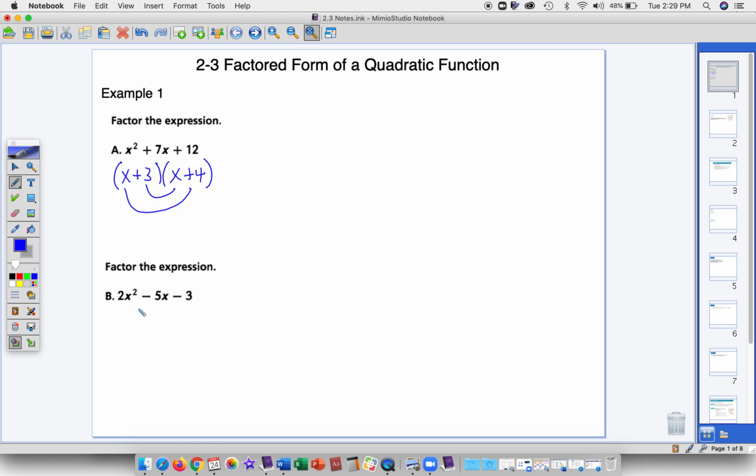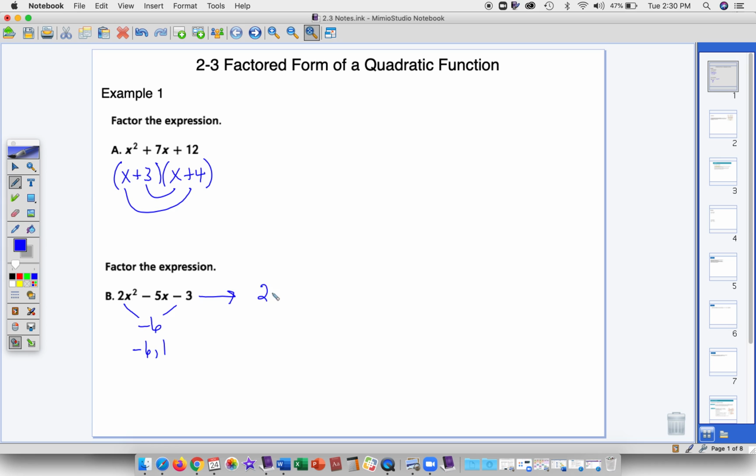Okay, so for this expression, notice here the coefficient of x squared is a 2. So this makes it a little more complicated, but there's a nice method to this. If you multiply the coefficient of x squared with the constant, that gives us -6. And then what we do is break -6 down into factors that will add up to -5. And I'm going to rewrite this expression using those factors. So it's going to be -6 and a positive 1.